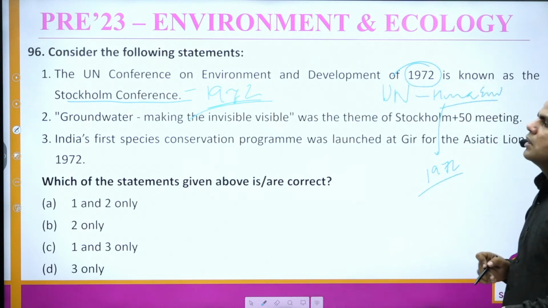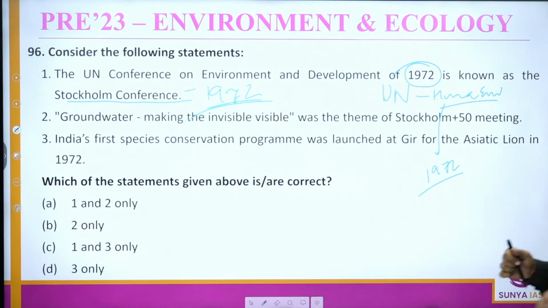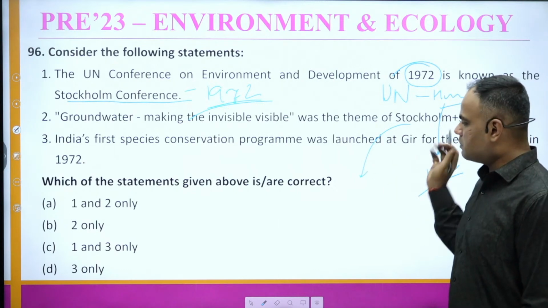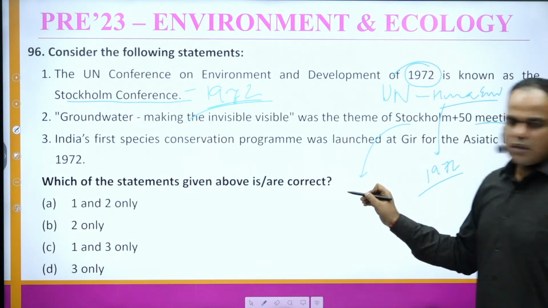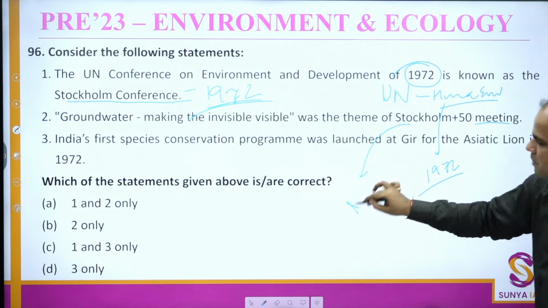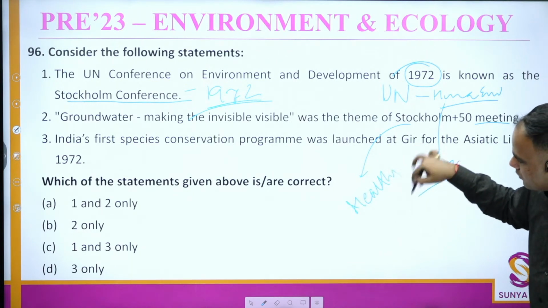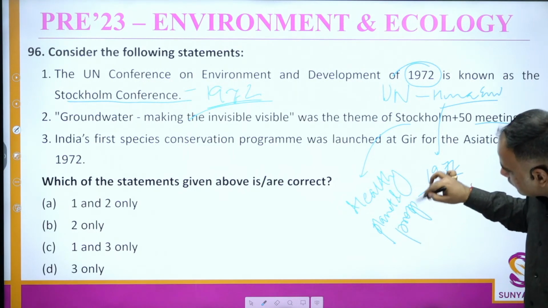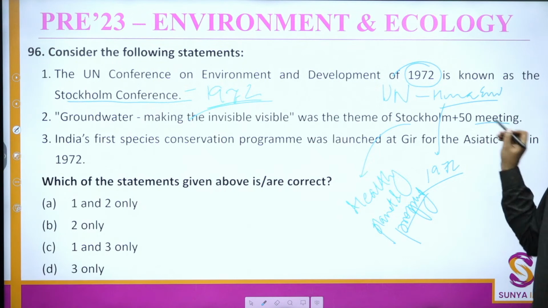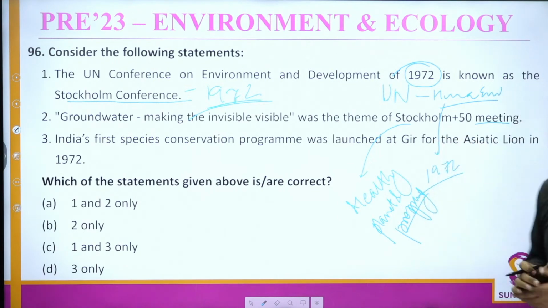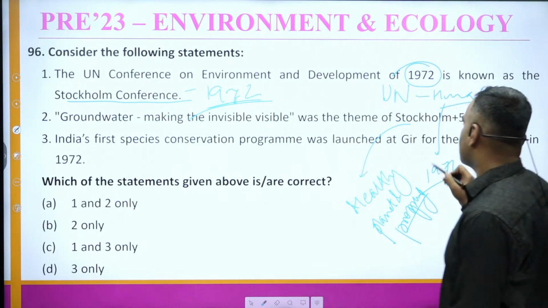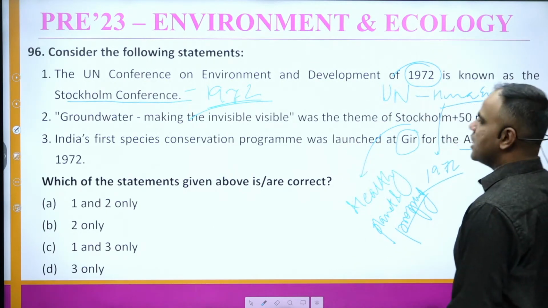Second, groundwater making the invisible visible is the theme of this Stockholm 50 plus 50. We already know 50 years have passed. So it actually talks about the healthy planet and prosperity for all. The theme here for the Stockholm plus 50 meeting is the healthy planet and prosperity for all. India's first conservation program was launched at Gir for the Asiatic lion in 1972.